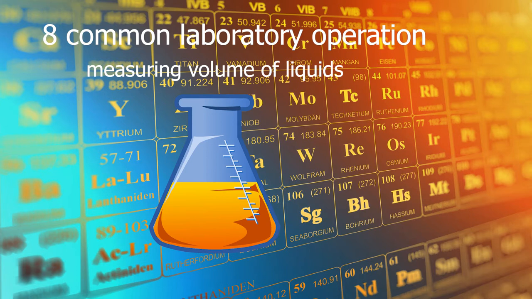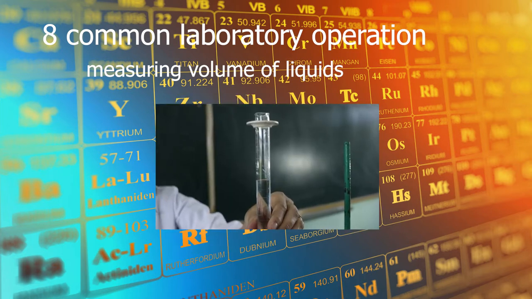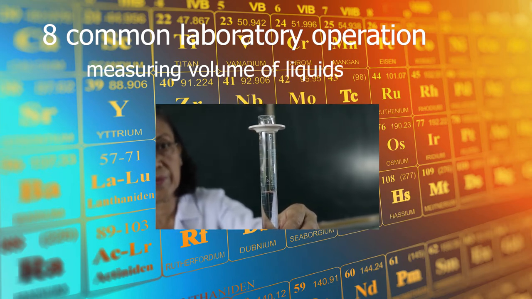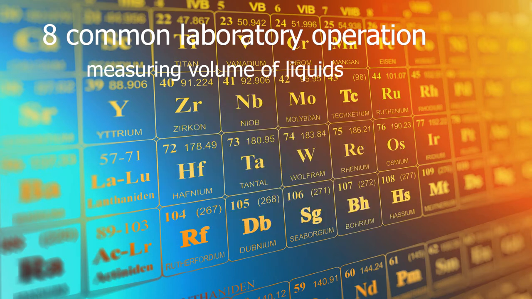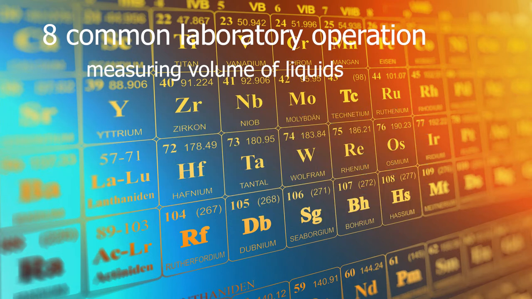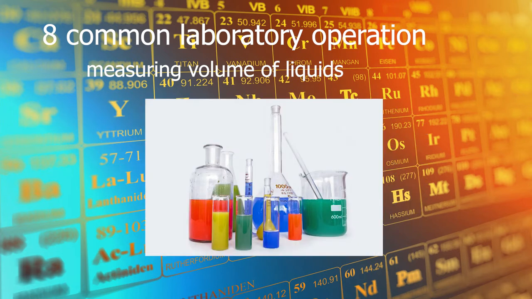Now, in taking the volume reading of liquids, read the calibration that coincides with the meniscus. In taking the volume reading of ordinary liquids such as water, look at the liquid level at the lower meniscus. If you're going to take the volume reading of mercury, look at the liquid level at the upper meniscus.